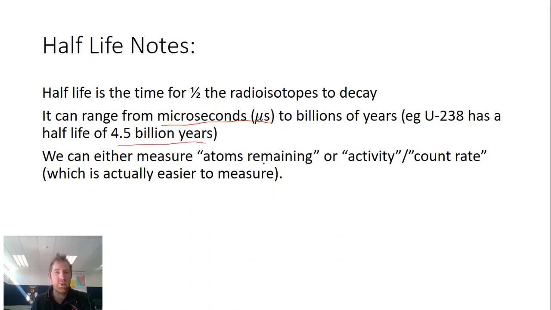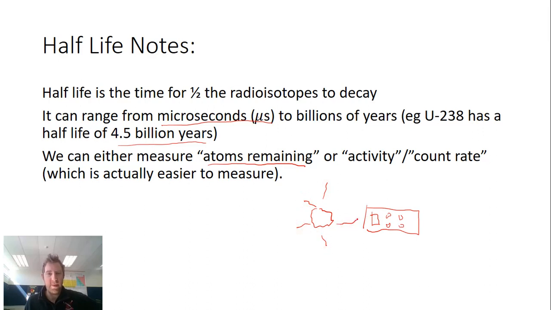Now in our dice, we talked about measured atoms remaining, but it's actually easier, instead of measuring the atoms remaining, to measure the activity or the count rate. So that's to get our little Geiger counter with our buttons here, and here's our radioactive rock. Our Geiger counter just counts how much radiation is coming off. As the rock decays and there's less and less radioactive material in here, that radiation is going to go down. So it has exactly the same graph as atoms left.